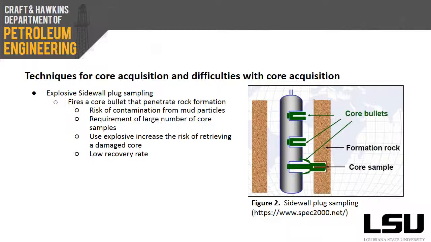The second coring method is explosive sidewall plug sampling, which includes firing a high-strength steel tube that cuts into the formation wall and retrieves a core sample. It is retrieved by a wire inside the tool used to convey the explosive charges. The disadvantage of this method is that it can damage the formation sample.